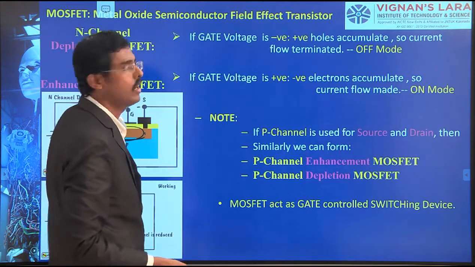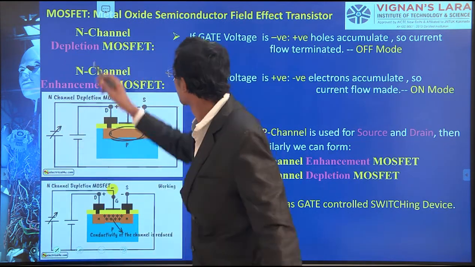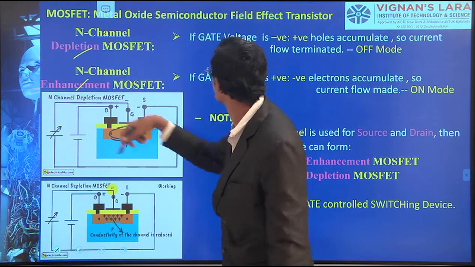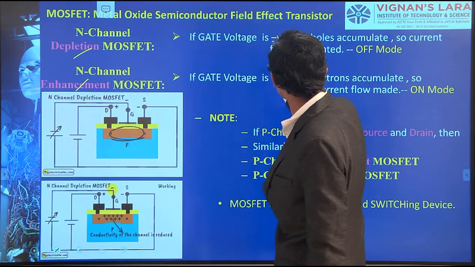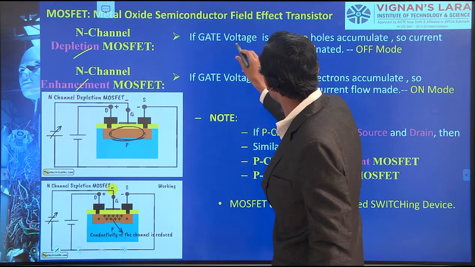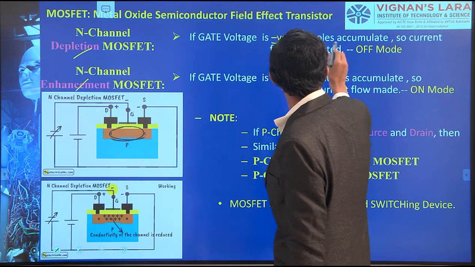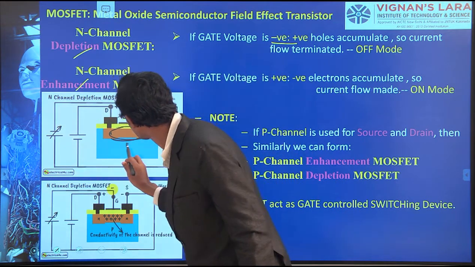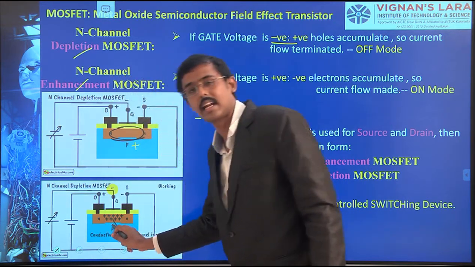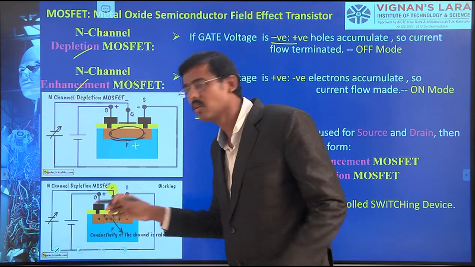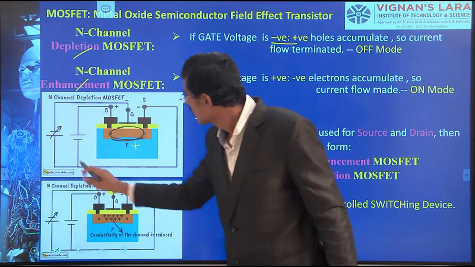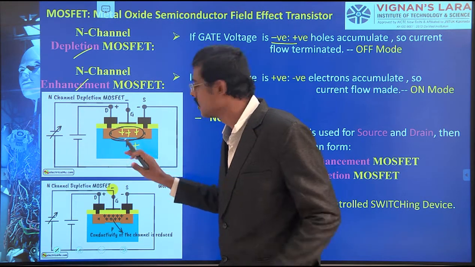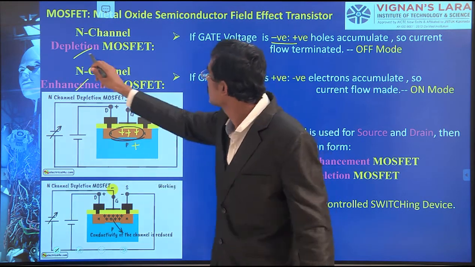So simple. Now I come to the end. N-channel depletion MOSFET, N-channel enhancement MOSFET. What's the comparison here? If the gate voltage is negative, please listen carefully. If the gate voltage is negative, positive holes are accumulated. If I put negative, it attracts the positive here. If it is positive, this N-channel won't conduct. If it is negative, it attracted positive here, and no conduction takes place. So it is a depletion MOSFET.